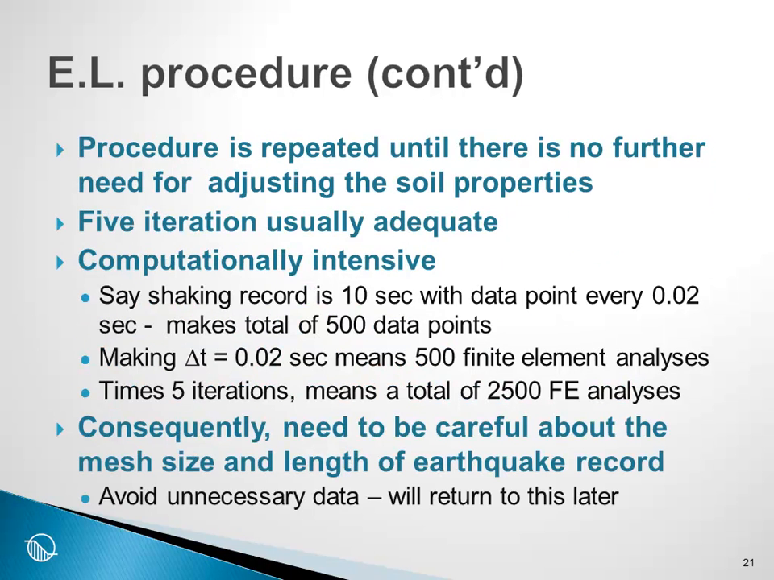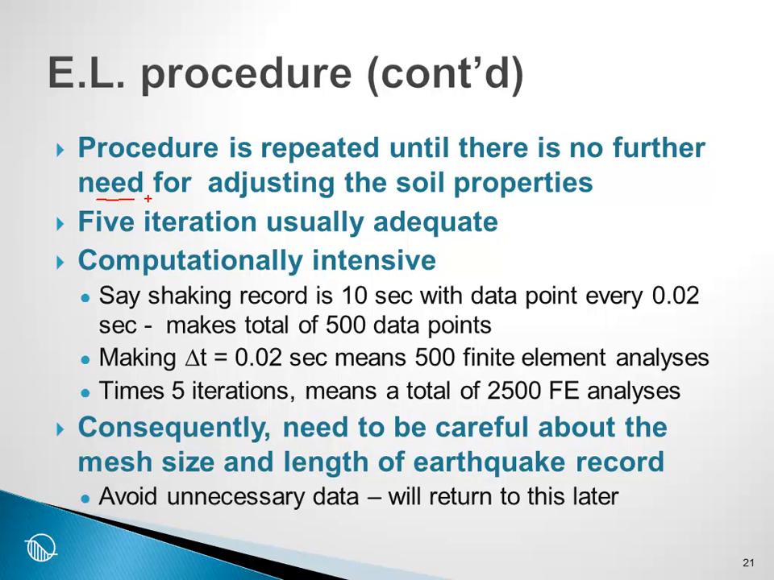So the procedure is to repeat this until there is no further need for adjusting the soil properties. Usually this takes about 5 iterations. Experience has shown that there's little to be gained by going more than 5 iterations. But even 5 iterations is computationally very intensive.